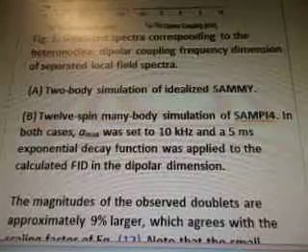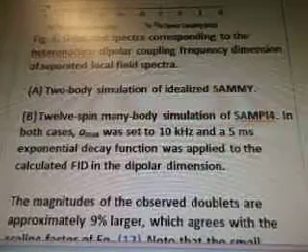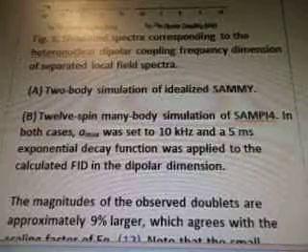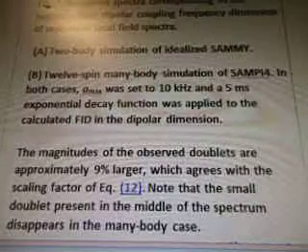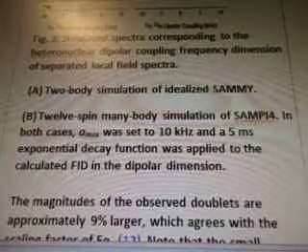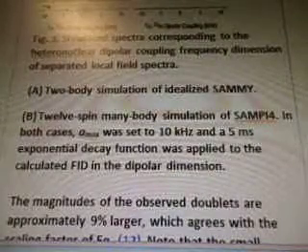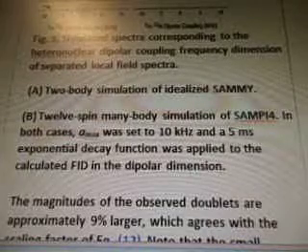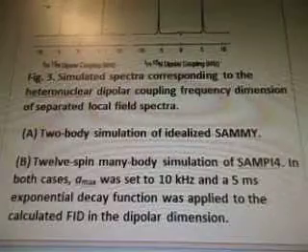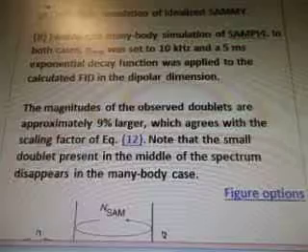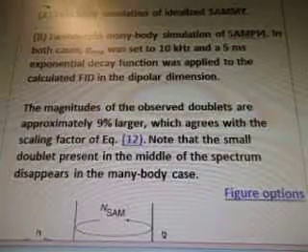In both cases, A and then the little word max was set to 10 kilohertz, and a 5 ms exponential decay function was applied to the calculated FID in the dipolar dimension. So you were using alpha decay techniques with the Higgs boson signal. So if we integrate the Higgs boson signal with this SAMMY type pulse technology, I wonder what you would get. The magnitudes of the observed doublets are approximately 9% larger.